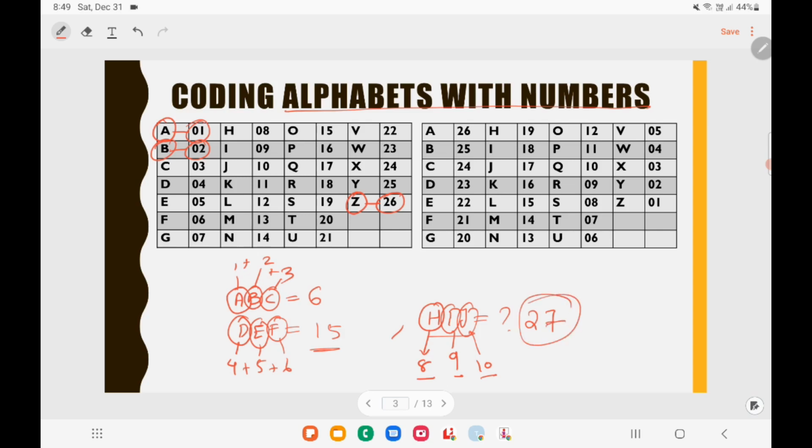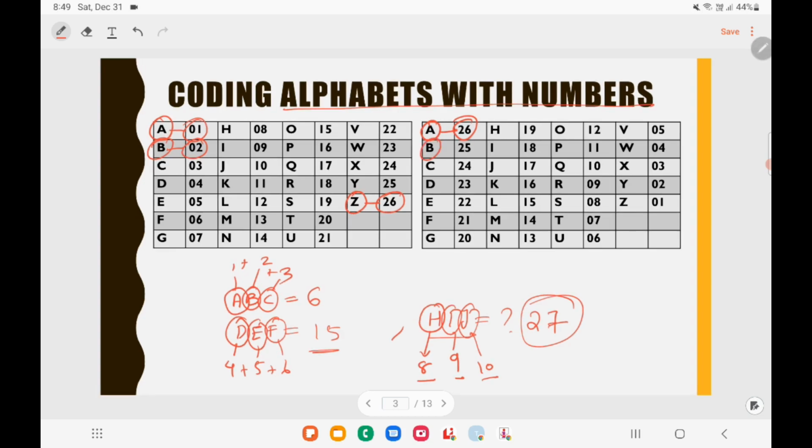So this is how the questions will come. And another type of coding will be like A can be coded with 26, so in the reverse order. It can be like in the reverse order as well. But if that kind of coding is being given, sometimes in the question itself it will be given like A is coded with 26, B is coded with 25, etc. Okay, so that kind of coding can also be done. Z is coded with 1. So in the reverse order also the coding can be done.